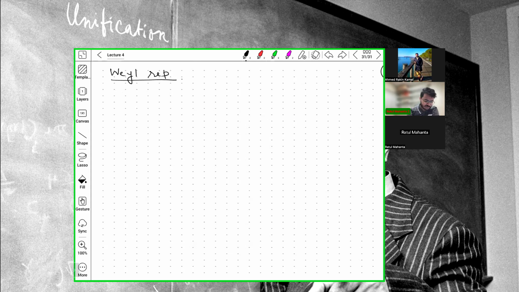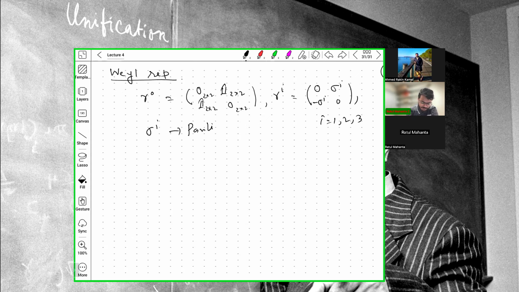So it will remain. So the Weyl representation for the gamma matrices: gamma 0 is some 2 by 2 0, and then identity 2 by 2, 0, and then again identity. But the gamma i's are given as 0, 2 by 2 sigma i, minus sigma i, 0. Sigma i are the Pauli matrices. One can show that these satisfy the anti-commutation property of the gamma matrices. By the way, I should say that that is called the Clifford algebra. So they will satisfy this.